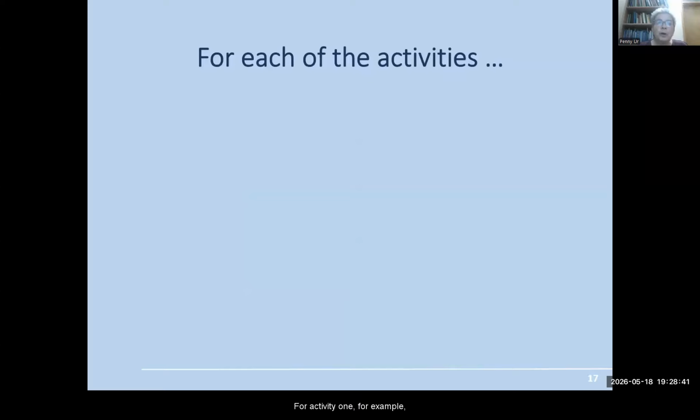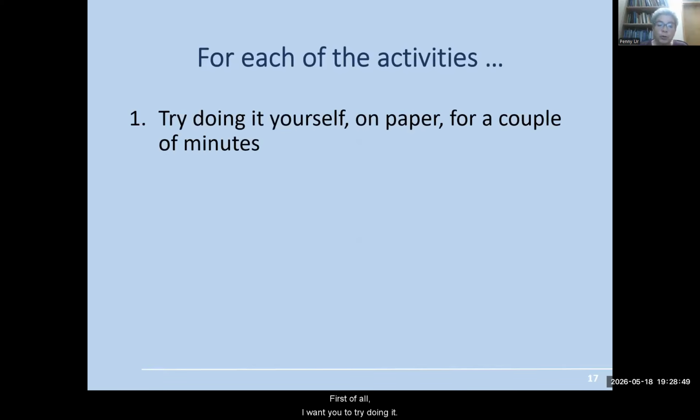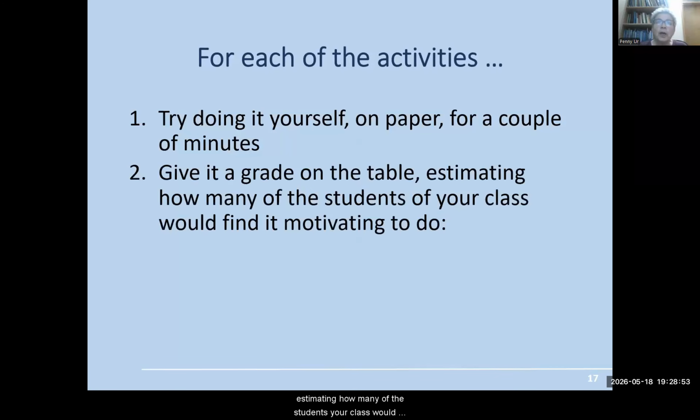For activity 1, for example, I want you to score it on a scale of 1 to 3. First of all, I want you to try doing it, and secondly, score it, estimating how many of the students in your class would find it motivating to do. So if you give it a 1, you think, well, almost nobody would do this, they'd hate it, or they'd be very unmotivated.